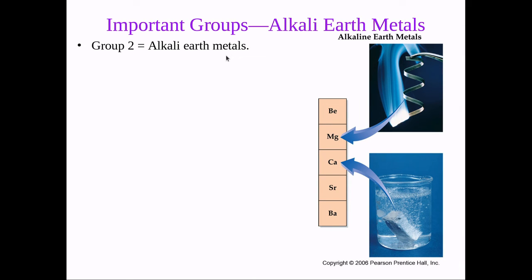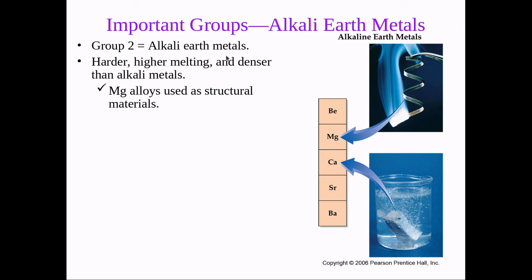In group 2, we have the alkali earth metals. They're harder, higher melting, and denser than the alkali metals. Magnesium, for instance, is actually used as a structural material, like magnesium alloy. You might have seen, like, I've seen bicycles and stuff made out of it because it's very light.